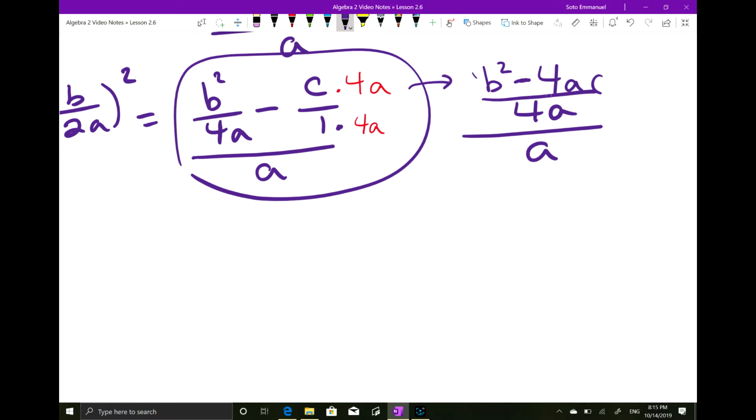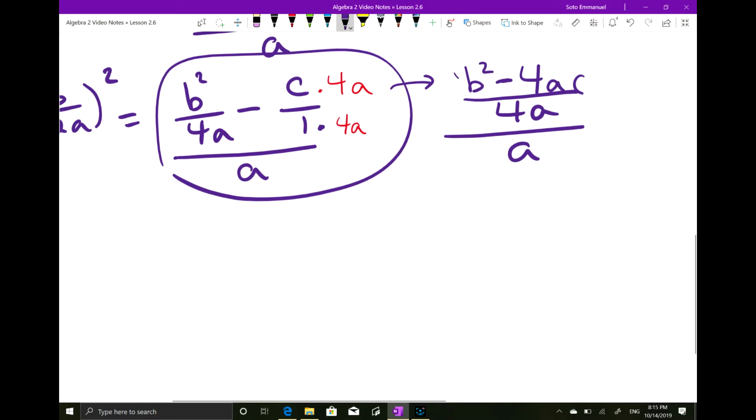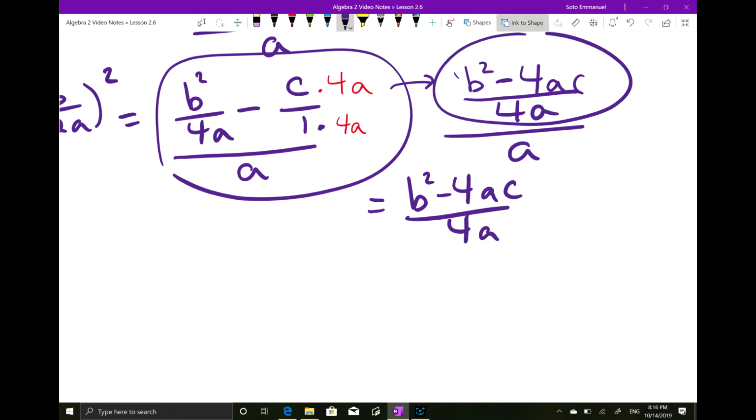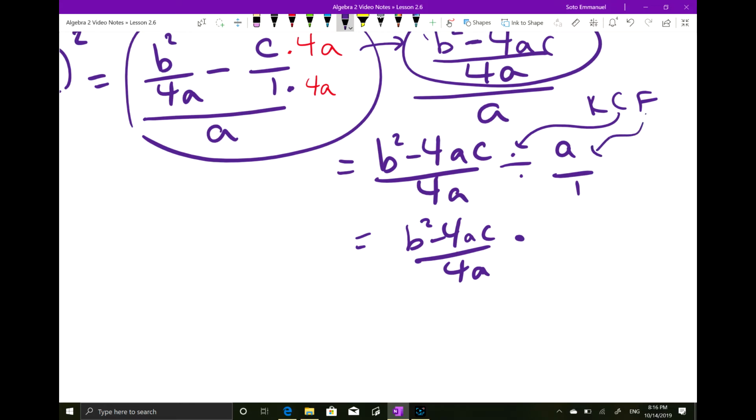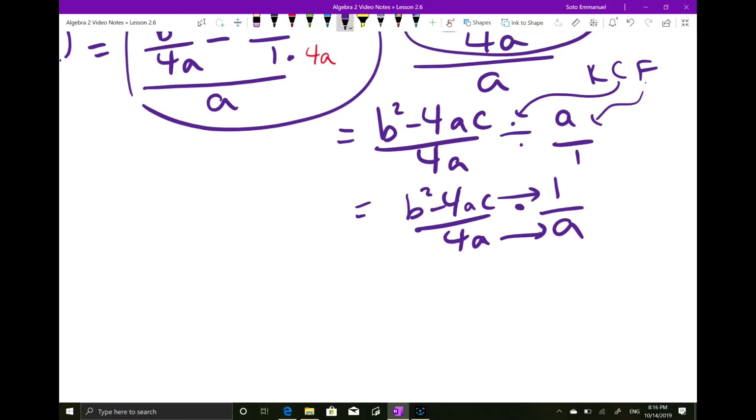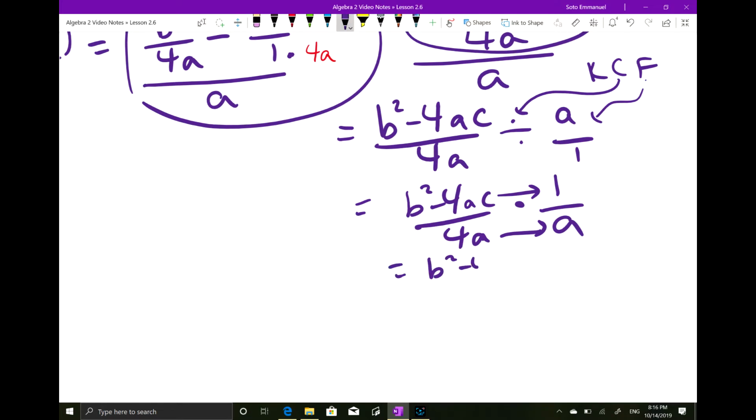Now, how do we divide two fractions again? Well, we did this earlier. You write this out as a division problem. We've got this first fraction on the top, and then we've got this other fraction, which is a over 1. Remember, the fraction bar means division. So we keep the first fraction, change to multiplication, and then flip. So that's 1 over a, and then you multiply straight across. 4a times a is 4a squared. So we got b² minus 4ac over 4a². All right, that was a lot of work, but we finally got it simplified.